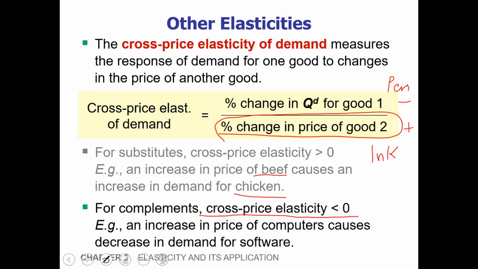So here we have another example. An increase in the price of computers causes a decrease in demand for software. So computers and software are also complements because software is used on a computer. If the price of computers increases, the demand for software will definitely decrease. So there is a negative relationship. So cross price elasticity is negative for complements.